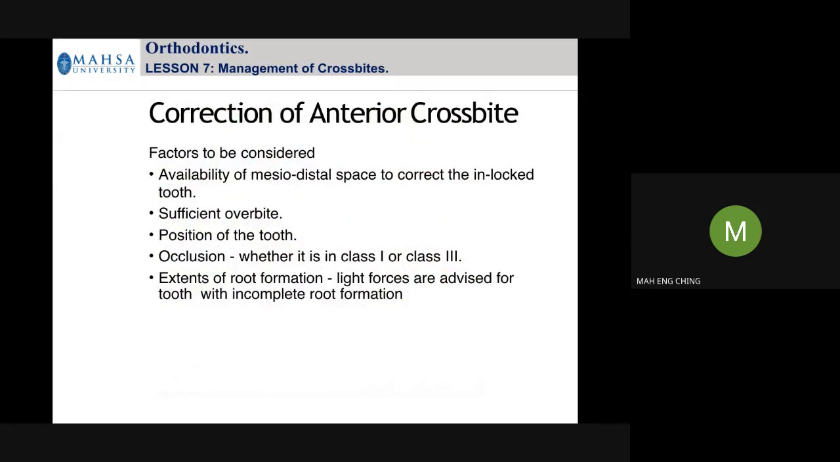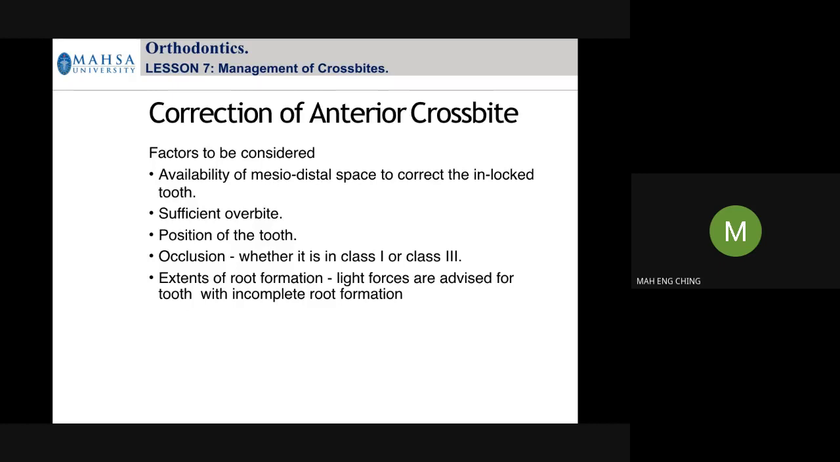So anterior crossbite, factors to be considered. This one I think is repeated from the previous slide. So you have to know whether they have enough space or not, then sufficient overbite and overjet, then position of the teeth, whether they are in crooked positions or in favorable positions. Occlusion, whether they have a class 1 or class 3. Class 3 is more difficult. When it involves skeletal discrepancy, it's always more difficult. Right? If they're in class 1 occlusion, they're easier to correct.